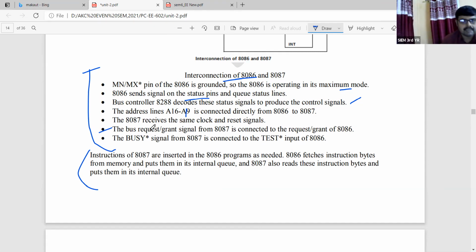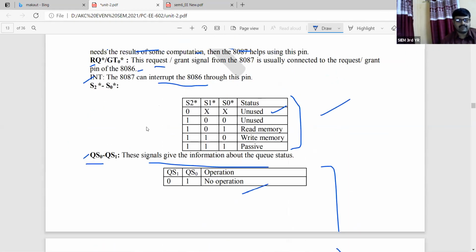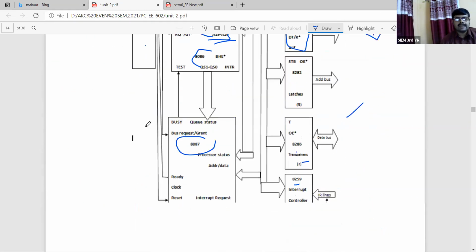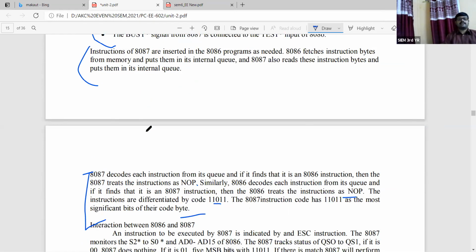Next point, the bus request/grant signal from the 8087 is connected to the request/grant of the 8086, which we have already mentioned. The busy signal from the 8087 is connected to the TEST input of the 8086, as already mentioned in the initial pin diagram configuration. Depending upon that, the instructions of the 8087 are inserted in the 8086 programs as needed. Depending upon the set of operations and the requirement, the mapping will be there.